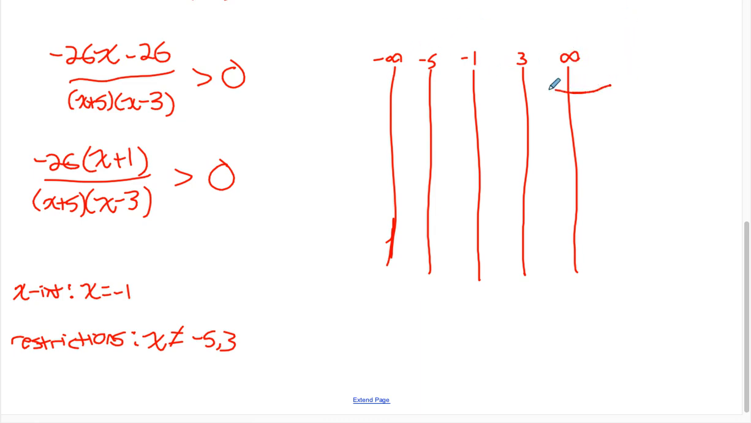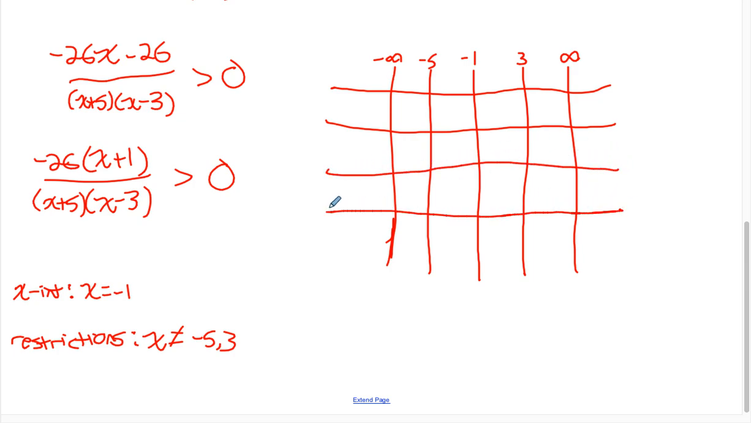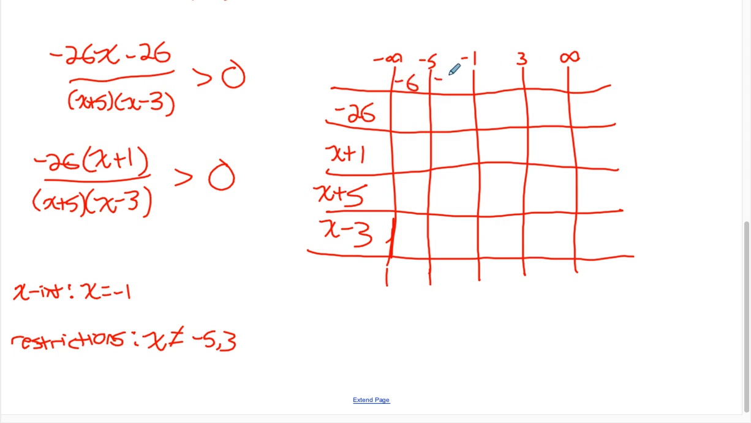And I'm going to choose values within each of these intervals, and I'm going to list each of my factors and figure out the sign of each factor within each interval, and then therefore know the overall sign of my function. So my factors are, don't forget the negative 26, x plus 1, x plus 5, x minus 3. And then choose values within each interval, so negative 6, negative 2, 0, 4. Then all we're going to be doing is testing each of these values within each factor and getting the overall sign. So negative 26 is always negative.